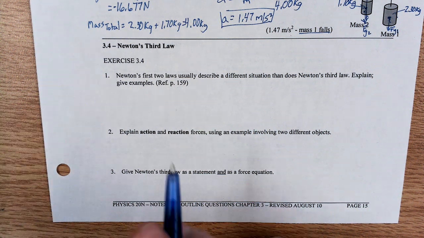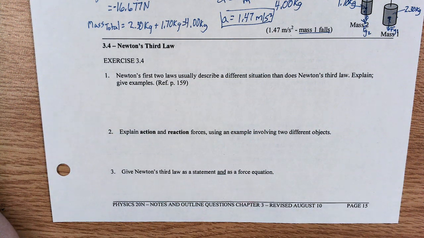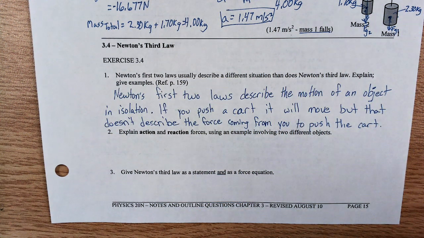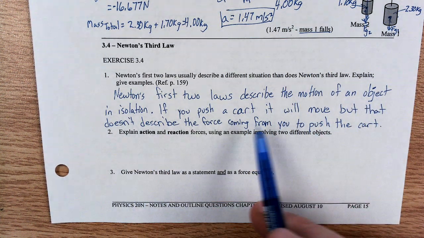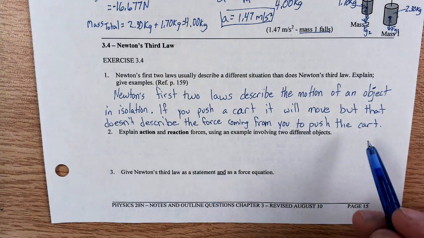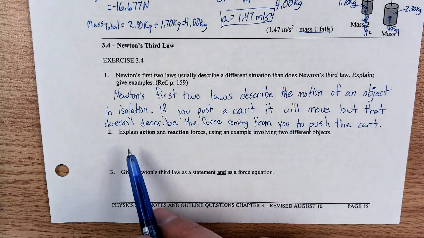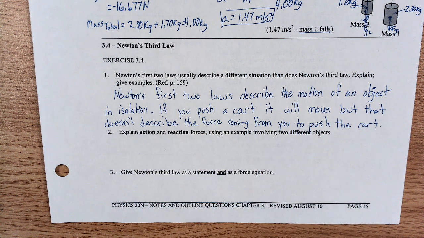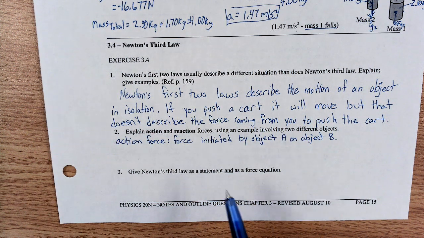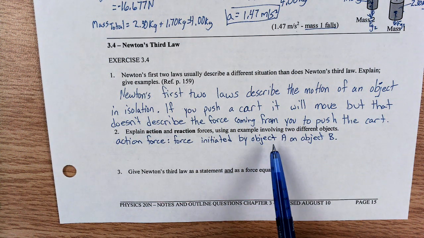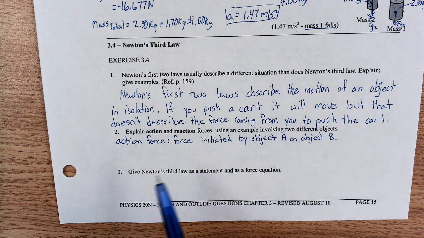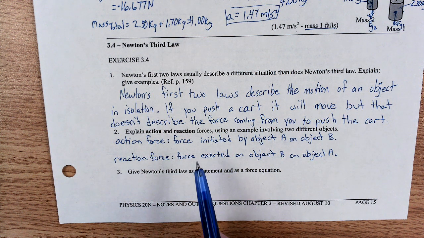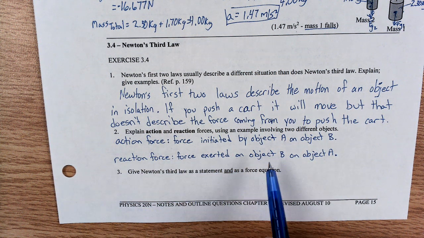I'll write down how I'd answer this question. Newton's first two laws describe the motion of an object in isolation. If you push a cart, it will move. That doesn't describe the force coming from you to push the actual cart. Now explain the action-reaction forces and give an example involving two different objects. An action force is the force initiated by object A on object B. The reaction force would be the opposite again, the force exerted by object B on object A.